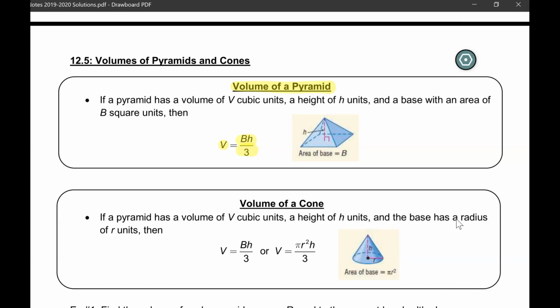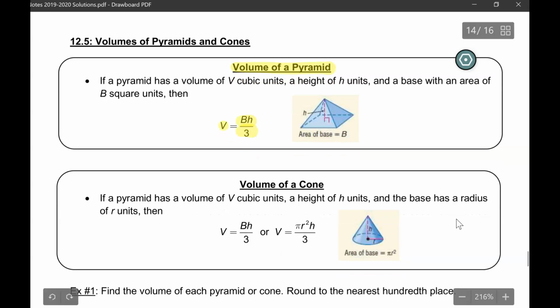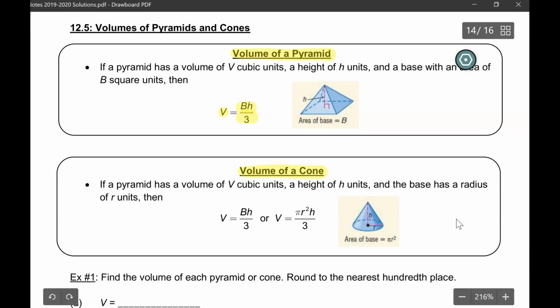What that means is if I took 3 of these pyramids and put them into a prism that had the same base and the same height, I would be able to fit 3 of those pyramids. For volume of a cone, same thing. I can fit 3 cones of this size into a cylinder that has the same base and the same height. So area of the base times the height divided by 3.